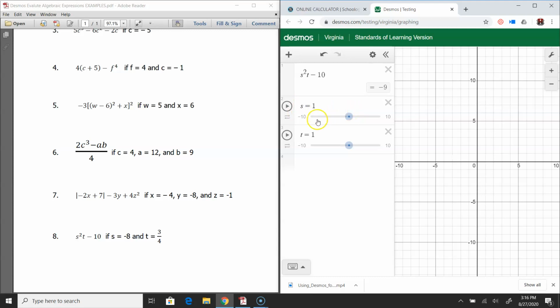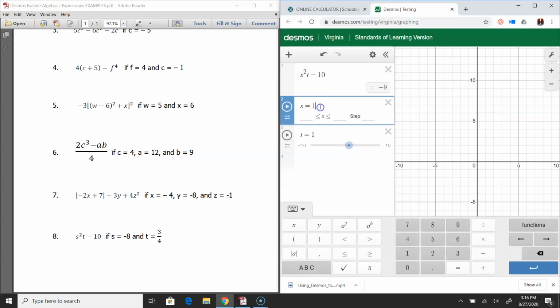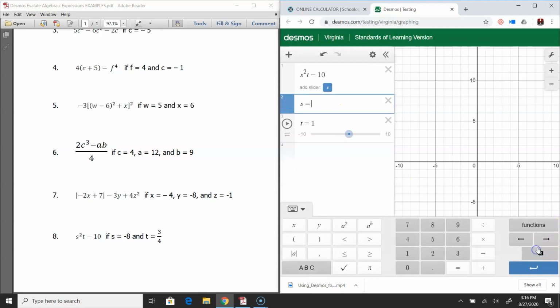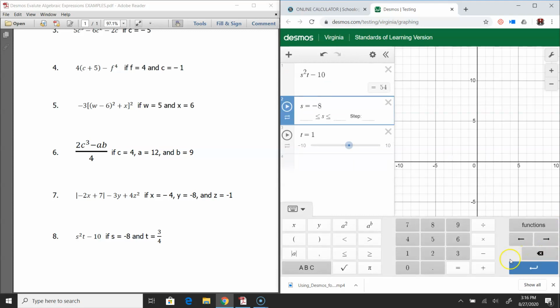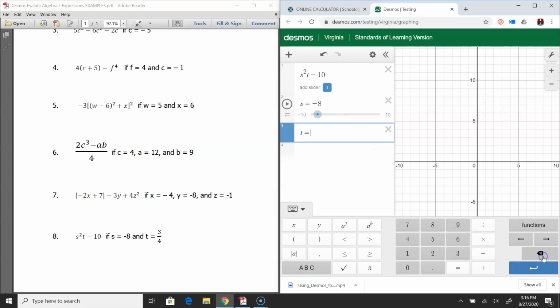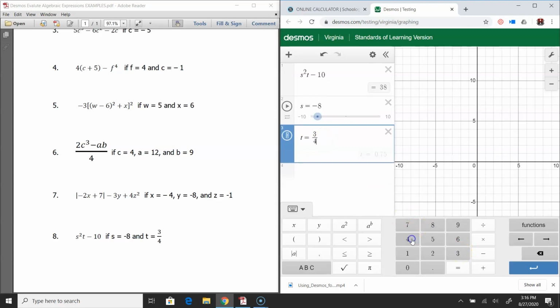Currently, S is set at 1. We want S to be a -8. So we are going to click beside the 1, backspace, and type in -8. For T, we're set at 1. We want 3/4, so we are going to click beside the 1 and backspace. To type in 3/4, remember, divide is the same thing as a fraction bar, so we'll do 3 on top and 4 on the bottom. And you'll notice with S set to -8 and T set to 3/4 that that expression has a value of 38.